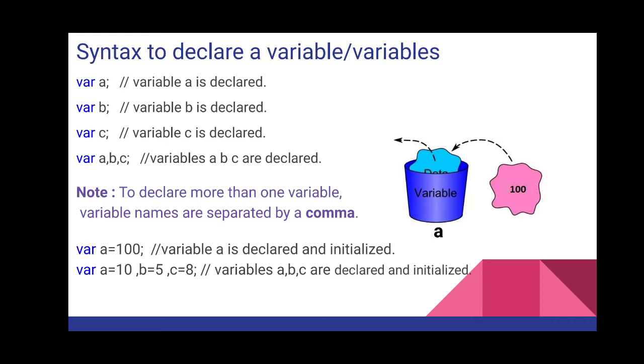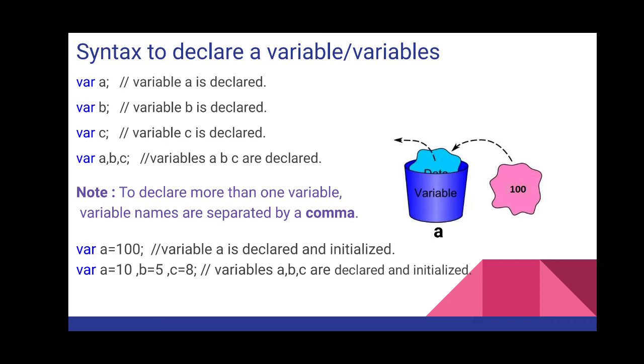Understand by the diagram shown on the right side. You can see there is a bucket, that is our variable, where you can store your different types of data. So what name have I given to my variable? It is a, right? var a. And equal to means I am storing this 100 into this bucket, which is called a, right?